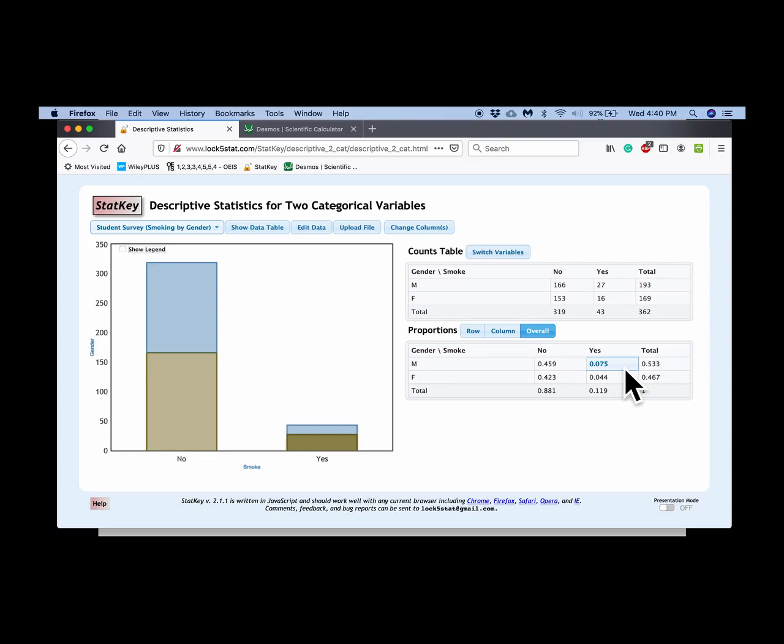So we can use our common sense and just work from the counts table, or we can use StatKey's built-in proportions subtable here. Either way, we can get the answers that we want.